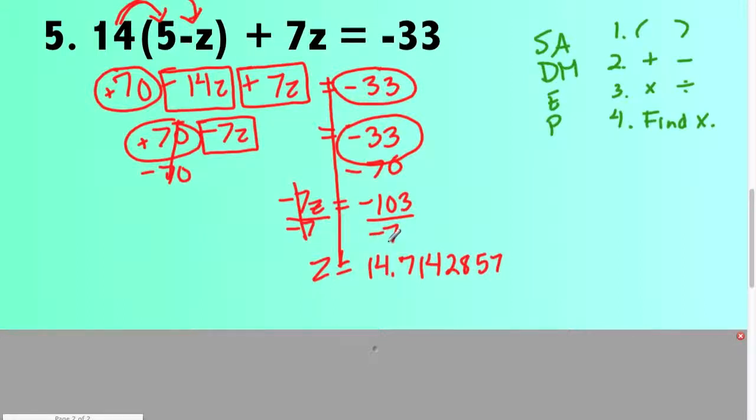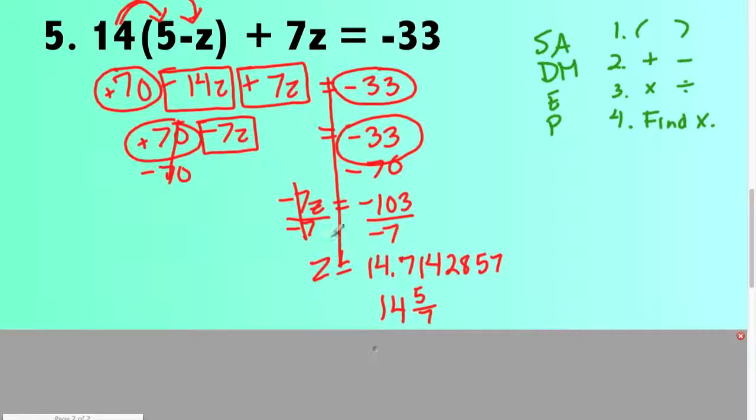If you were to reduce this any further, you could make it into a mixed fraction. 7 goes into 103 14 times without going over, and that leaves 5 left over 7. So it could be written either way, 14 and 5/7 or 14.7142857. And that is the answer for that one.